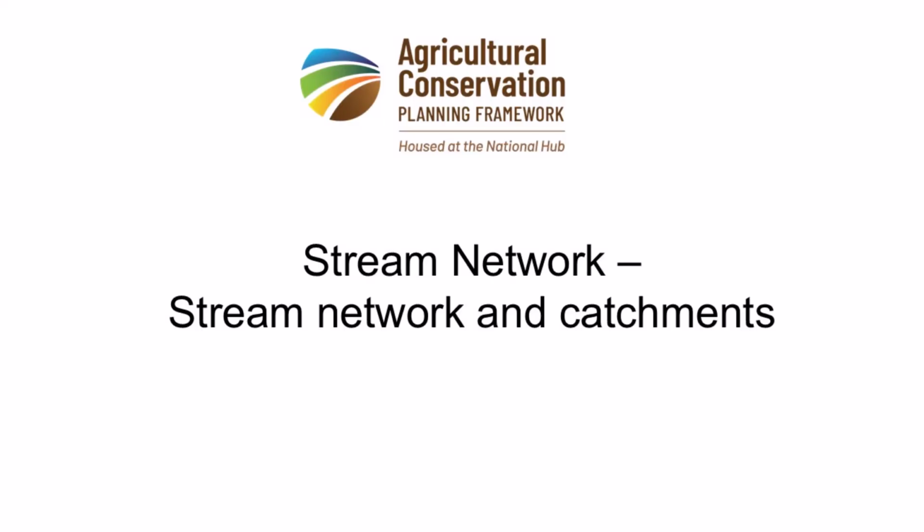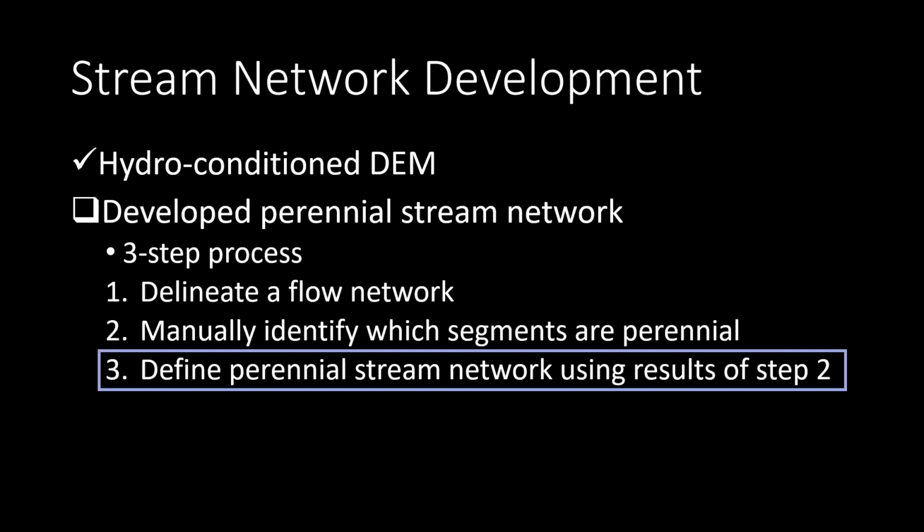In this video, we're going to discuss the Stream Reach and Catchments tool. This is the third tool in the Stream Network and Catchments section of the ACPF Toolbox. If you're on this third and final step of developing a perennial stream network, that means that you have delineated your flow network using the area threshold, and you have manually populated the stream type field.